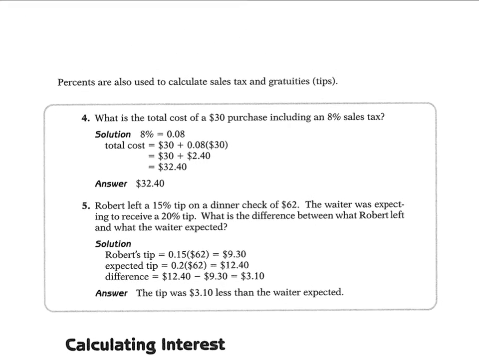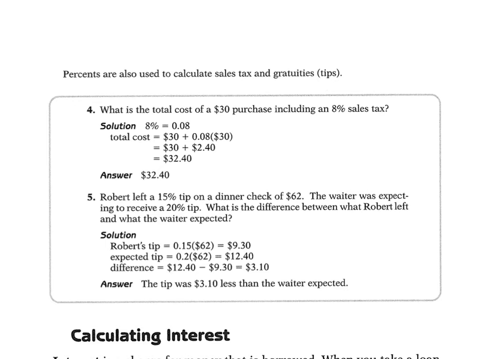For example 4, it says, what is the total cost of a $30 purchase including 8% sales tax? So the 8% sales tax is the 0.08. The total cost is the 30 times 0.08 plus the 30. Or we can just take 100% and add 8% to that and multiply it by the $30. So we can do these two ways.